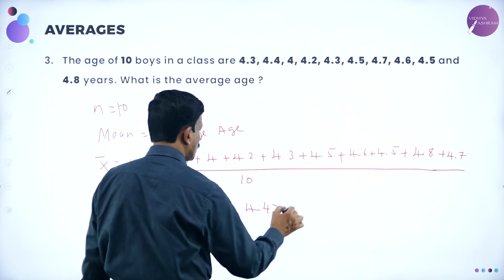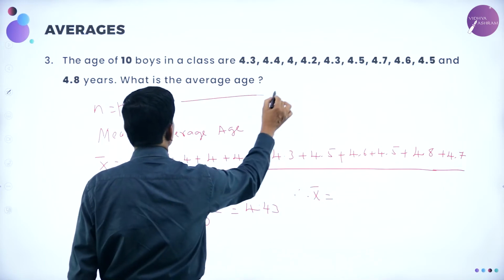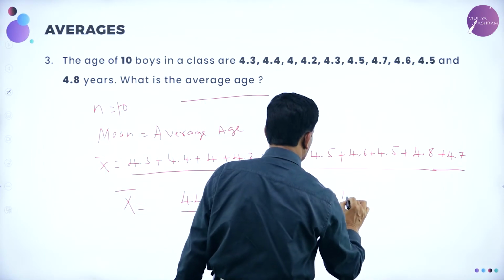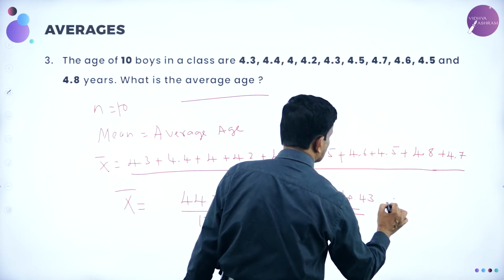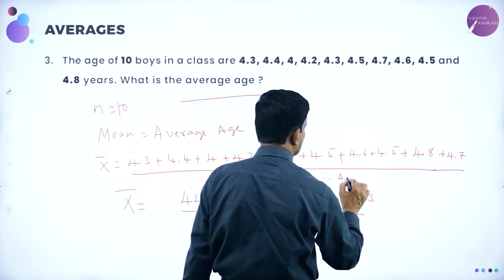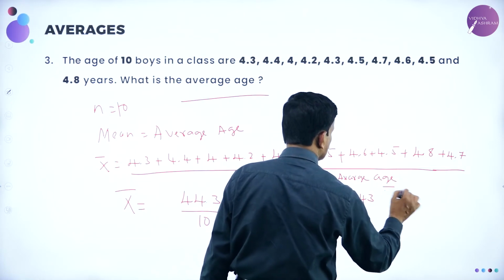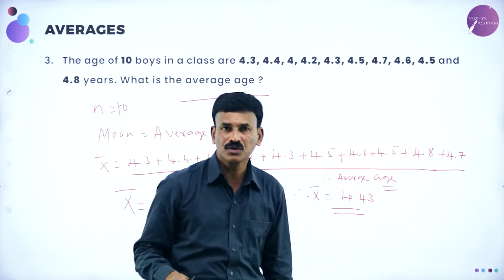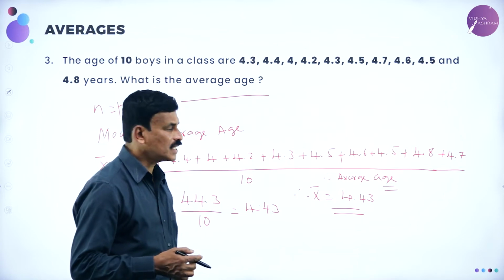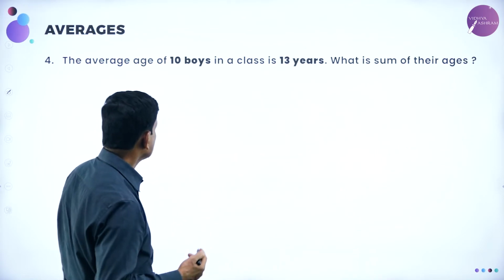So, therefore, the average x bar, the average age, is equal to 4.43. That's it. Hope you followed. Now, let's move on to the next type of problem. These are all very simple problems for 1 mark. Now, move on to the next problem.